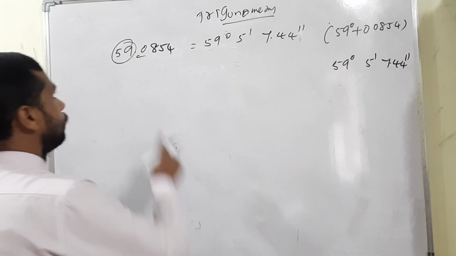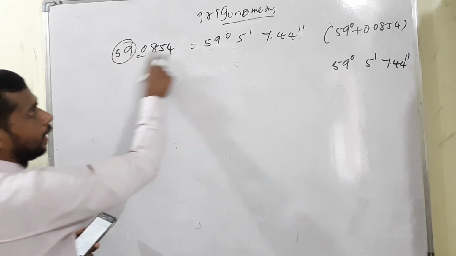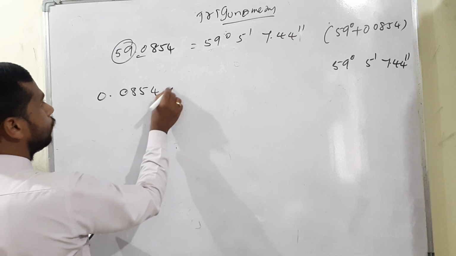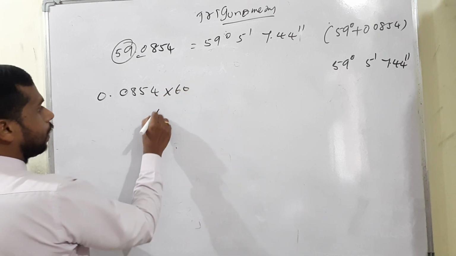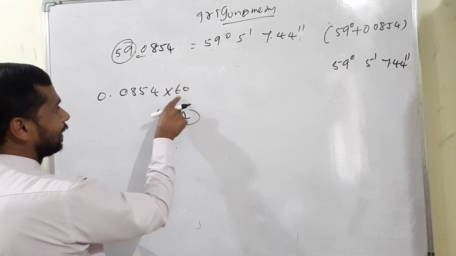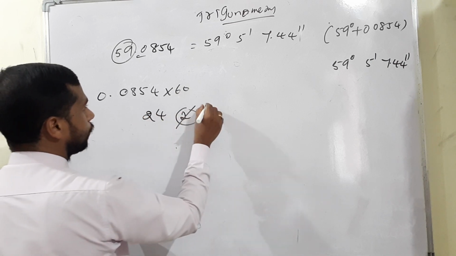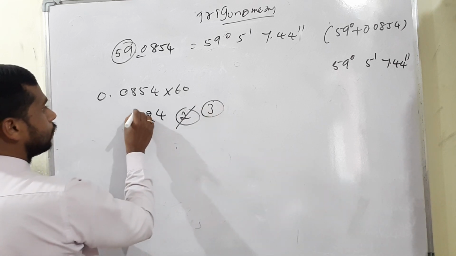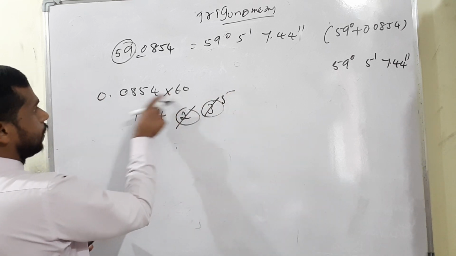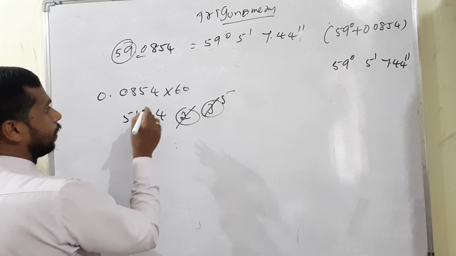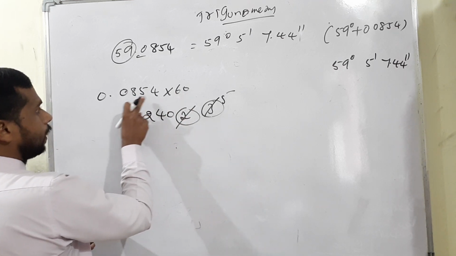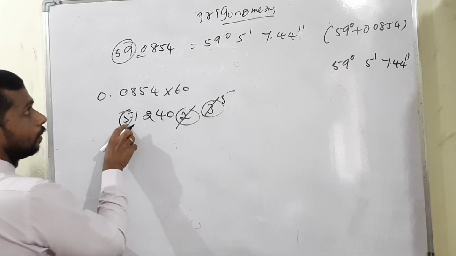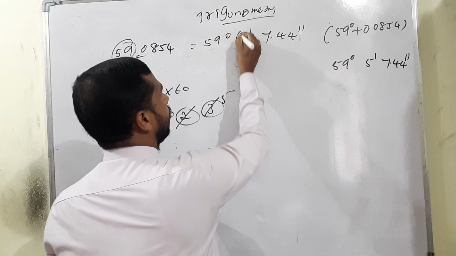How to derive it? First, we can write the whole number 59 degrees. For the next part, 0.0854 into 60. 4 sixes are 24, carry 2. 5 sixes are 30, 30 plus 2 is 32. Carry 3. 8 sixes are 48, 48 plus 3 is 51. So 1, carry 5. 6 zeros are 0, 0 plus 5 is equal to 5. Now one more 0 is there. After the decimal point 1, 2, 3, 4. The part before the point, the 5, is the whole number. So we can write 5 minutes.